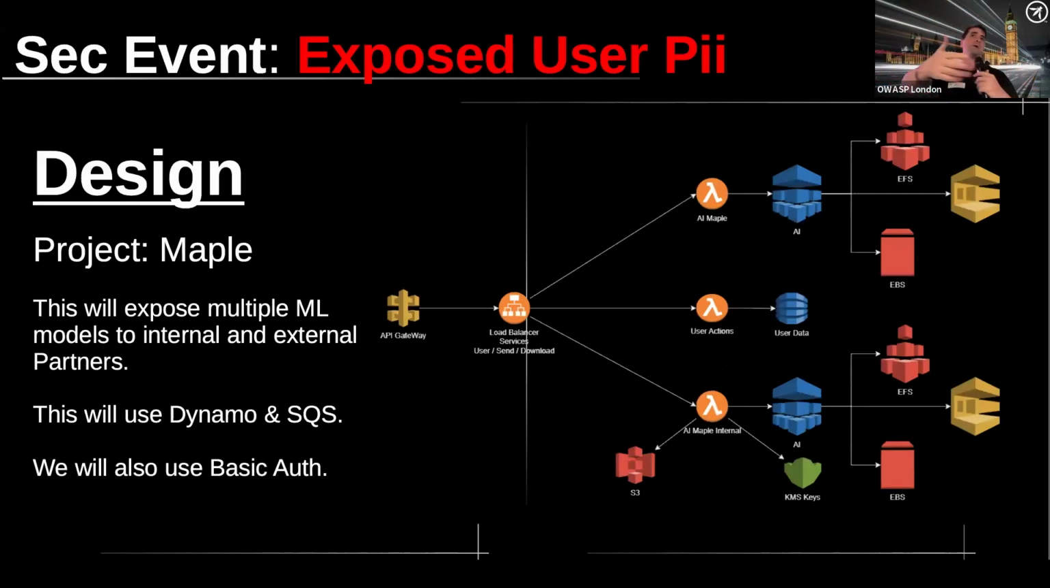When we talk about threat modeling, what is threat modeling? You're going to sit down with your engineers and they're going to say, well, this has been breached. This is what got hit. It's called Project Maple. We have ML models exposed to the internet. This has Dynamo and SQS, and we have basic authentication. This is Project Maple, and they show you this design document. Hopefully you're doing this months before the breach. Maybe you're doing this in response to the breach, who knows? And this is what engineers will bring to you.